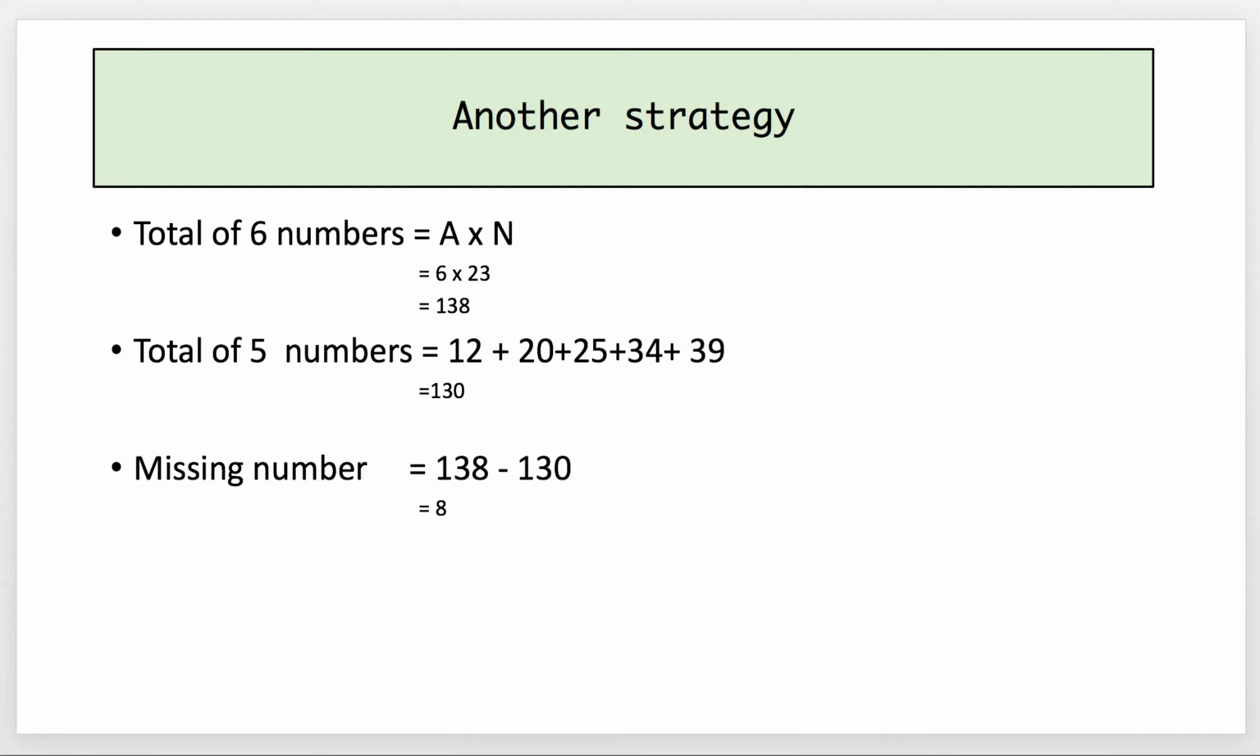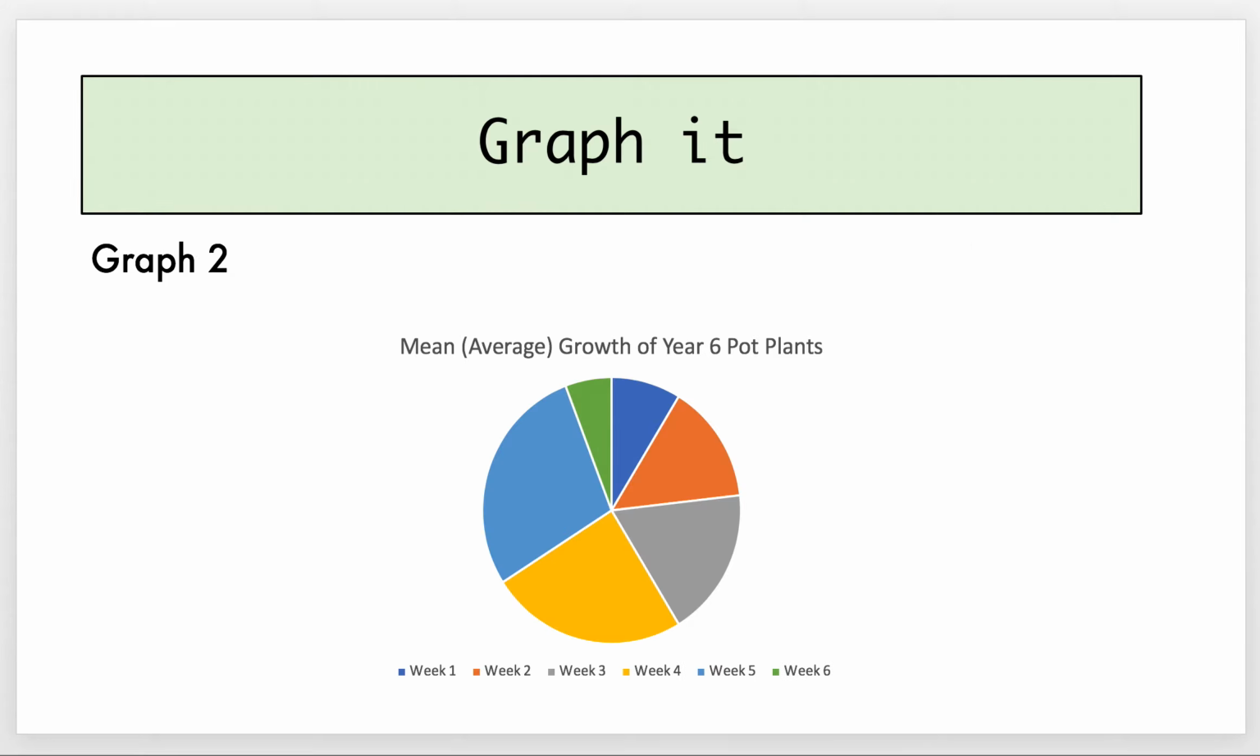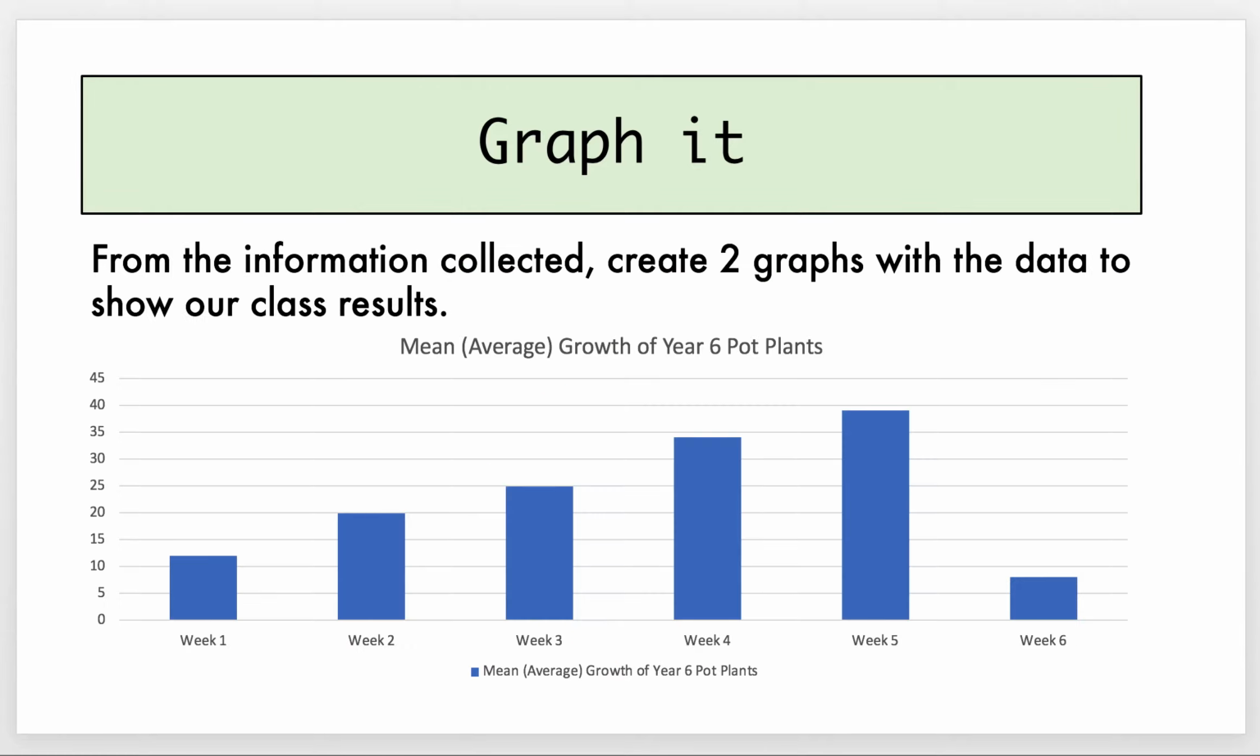Now remember, Year 6, that I also had asked you to graph your information. So your graph should look something like this, if you did a column graph or if you did a pie graph. Notice, Year 6, that in week 6, our average was pretty low. Can you tell me what this means?